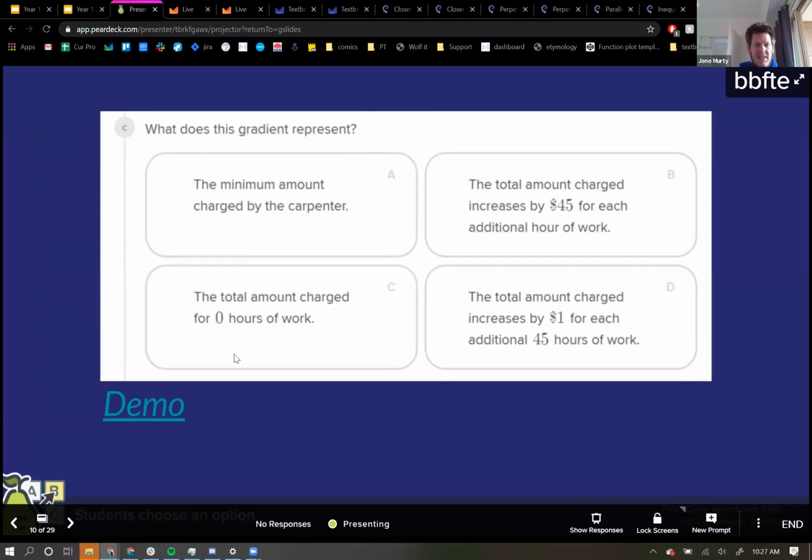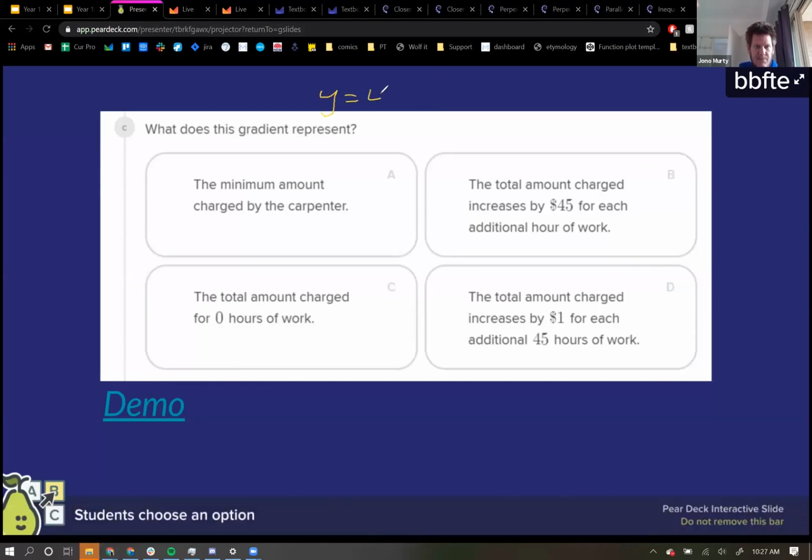So I need to remember, C, the total amount charged for 0 hours of work, would have been our y-intercept. Remember, we have this as our formula. This value here, 45, is our gradient. We know that $90 was the call-out fee, so 90 is the total amount charged for 0 hours of work. That is the y-intercept. And B, the total amount charged increases by $45 for each additional hour of work, is our gradient. So B is the correct answer.